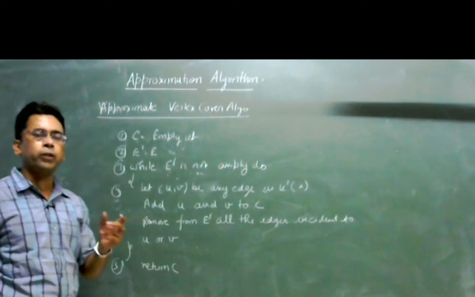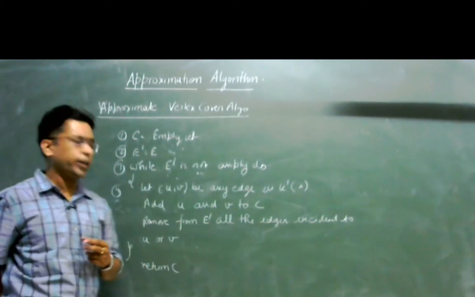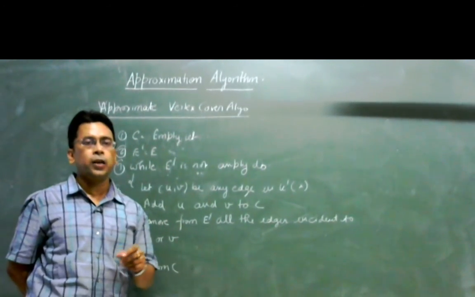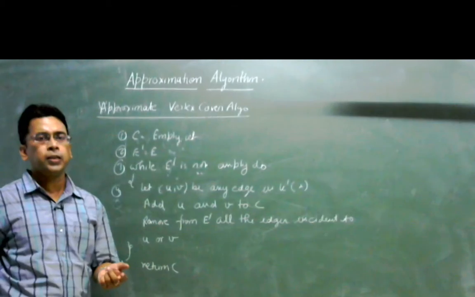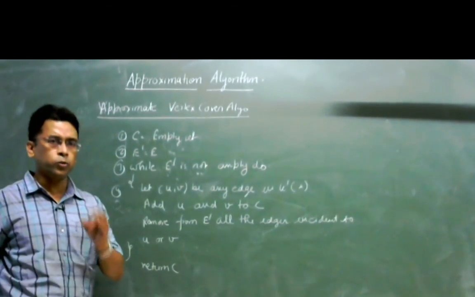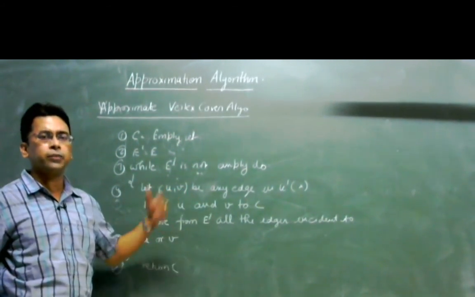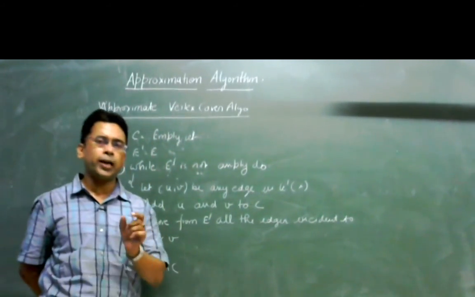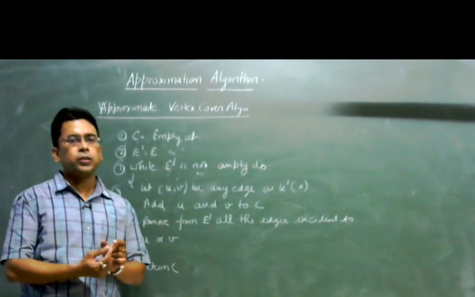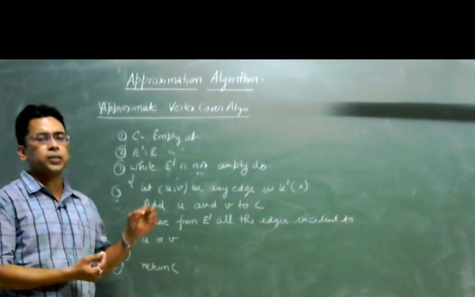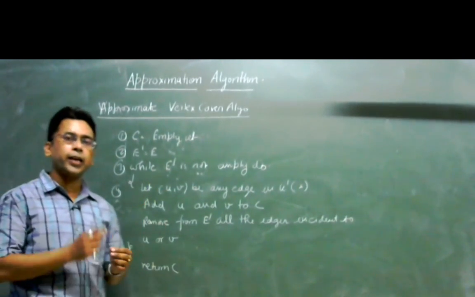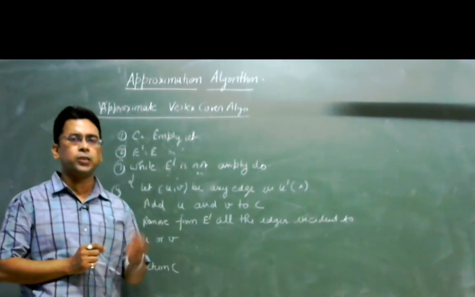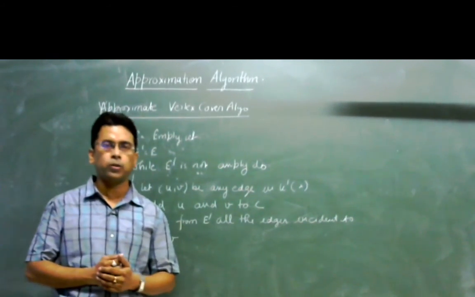After that, one by one we shall pick every edge, and if one of the vertices associated with that edge is already present in that set, then we add only the new one. And when all the edges are covered and E dash becomes empty, we stop the process. So we pick one edge, and we add the two vertices associated with that edge into the set C. Like this, we keep on picking edges, and when we are left with no more edges, we stop the process. This is called the vertex cover problem.